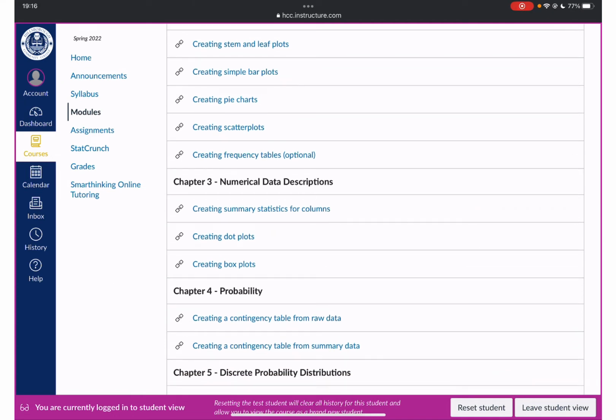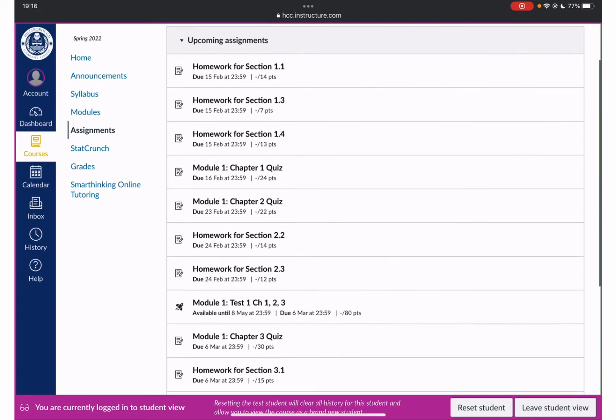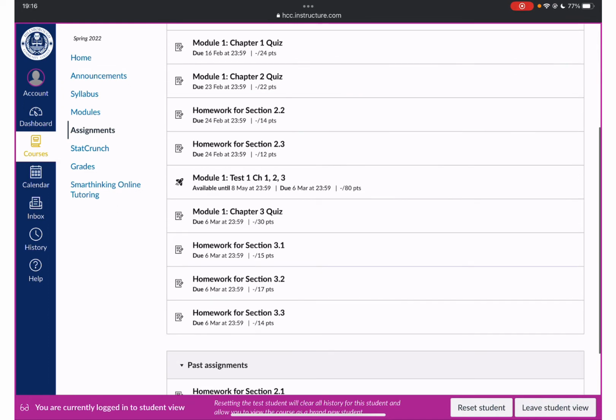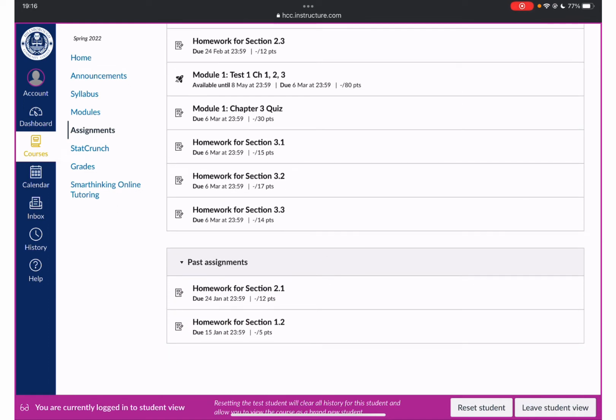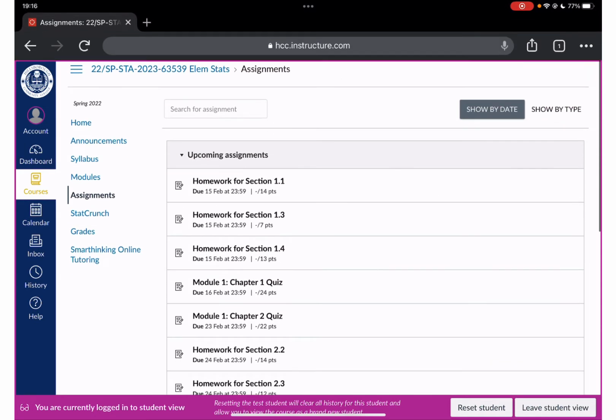Okay? In the case of, if you click on assignment, here you have all assignments at once, and quiz and homework and test. All right, those are past due. Wait a minute, 1.2, 2.1. I thought I fixed it. It didn't save it. Looks like I have to fix it again. Not a big deal. Okay, so, and that's all. So let's start working on first homework, section 1.1.